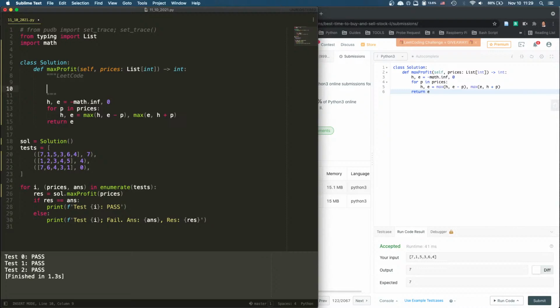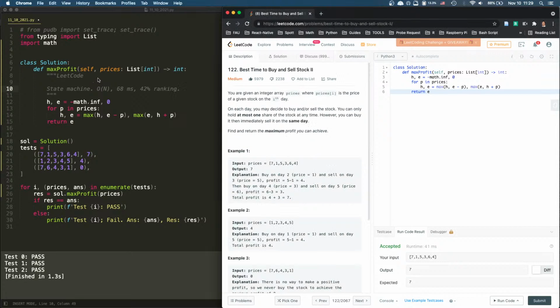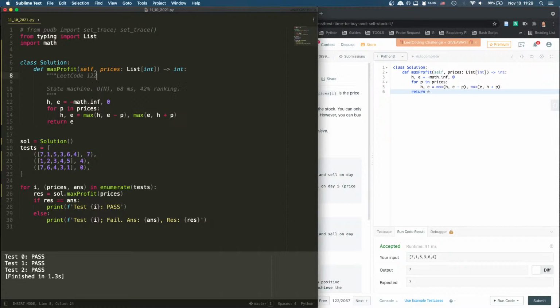This is state machine, right? State machine. O(N). 68. 42. So 2 something, right? 122. Okay, all right, let's roll another one.